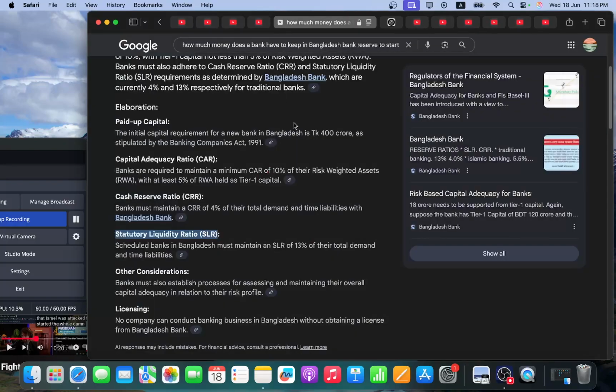So this is the security. Does it specify at least tier one capital? In Bangladesh, at least 5% of cash has to be in tier one capital. I don't know what the ratio is in tier two capital. Banks are required to maintain a minimum CAR. Okay, no, not 5%, but 10% of their risk-weighted asset, with at least 5% held in tier one capital. We'll probably have to get around this definition as well, which we will do following.